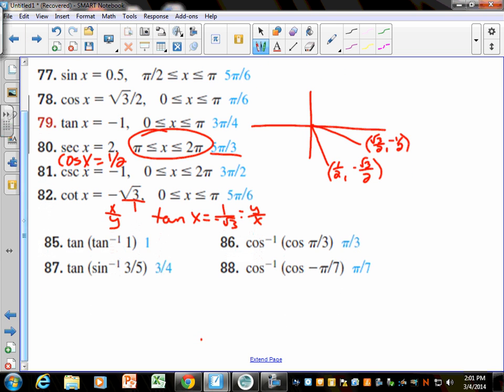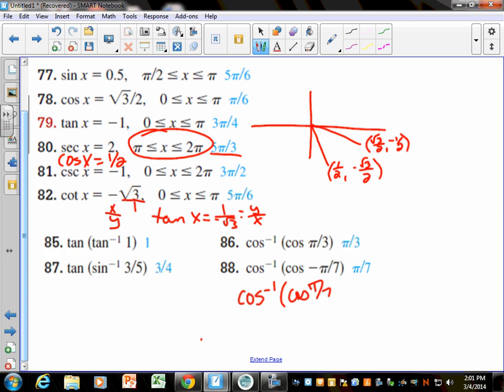I'll write you a new one in a minute, but I picked this one so we could talk about it. What if I put 88 on a no calculator part, and you would freak out because you would say, pi sevenths isn't in my unit circle, how am I supposed to do this? Well, if I was doing this, I would have written this as just cosine inverse of cosine of pi over 7, because they took it one step further to make things more complicated.